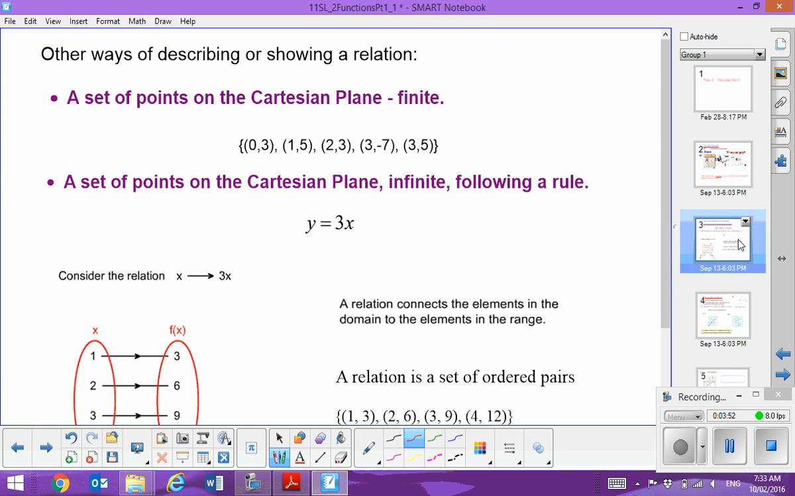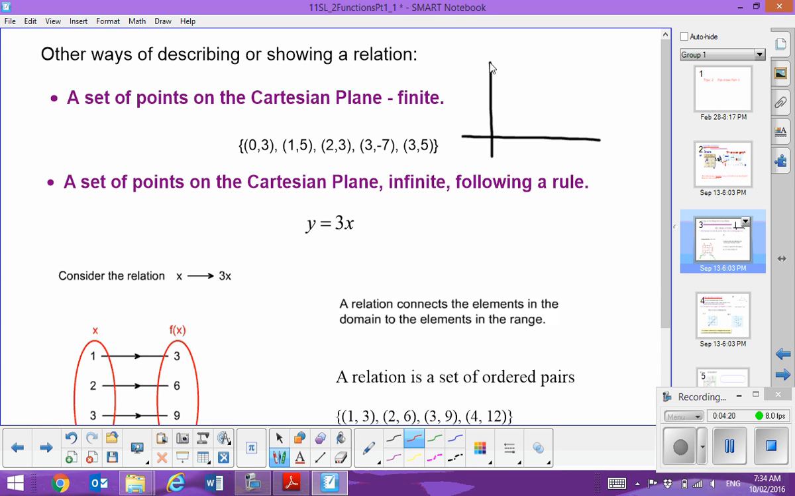We could just list a set of points, and this is a relationship. And we could plot those points on the Cartesian plane. So I've got 1, 2, 3, 4, 5 points, and that's saying if I have x equal to 0, the y value is 3. If I have 1 for x, the y value is 5. So here are a whole lot of points.